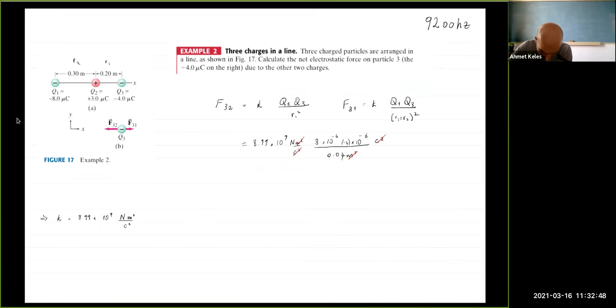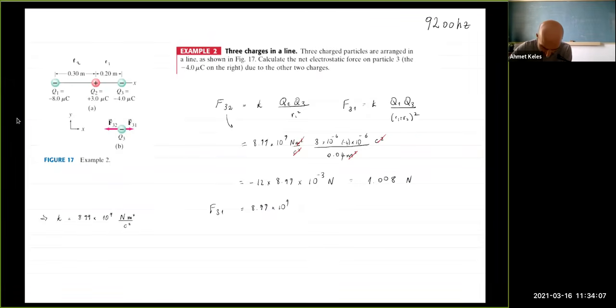And this will be what? It's like 100, something like that. So this is F32. Now I want to calculate F31. Similarly, this is 8.99 times 10 to the 9. 1.5 in the left direction. What about the unit? I'm glad somebody wrote the answer. I thought I was the only one doing this. Thank you for doing this.